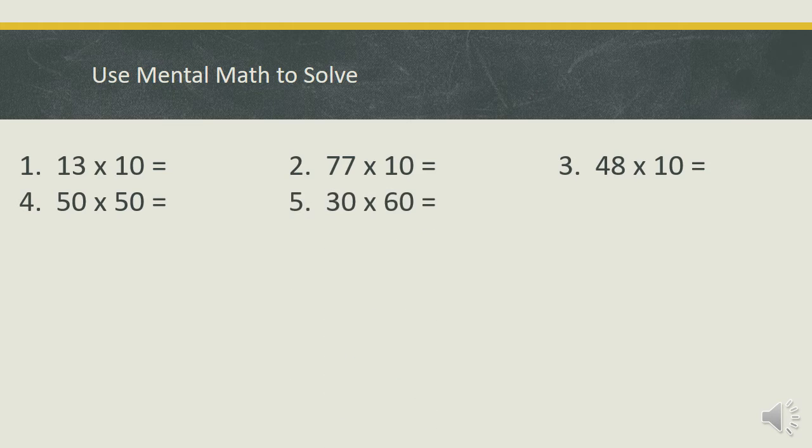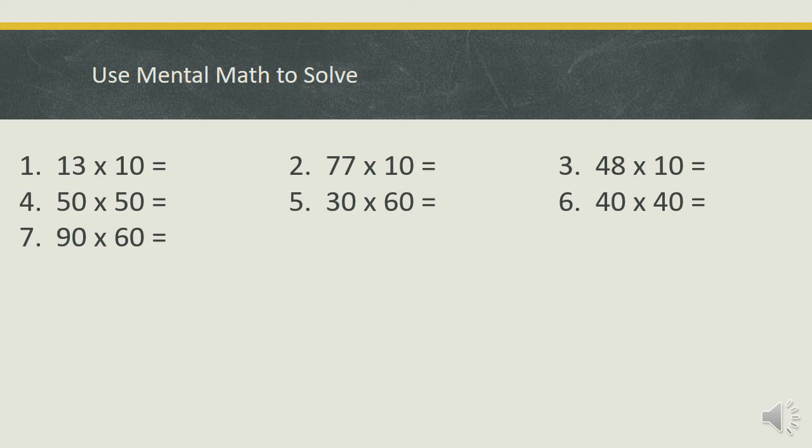And let's try number 5. 30 times 60. You have the non-zero digits 3 times 6. And then how many zeros do you see? Write your answer. And let's try number 6. 40 times 40. You know what 4 times 4 is, right? Write it down. How many zeros? I see 2 zeros. So put your 2 zeros after that. Remember your comma.